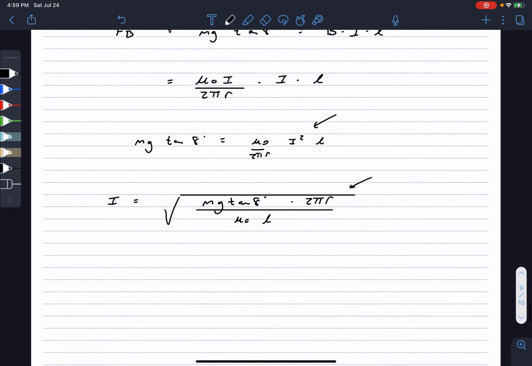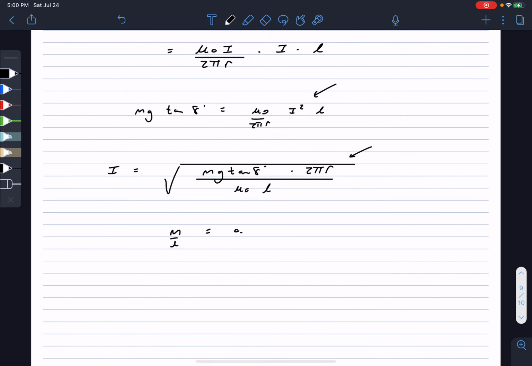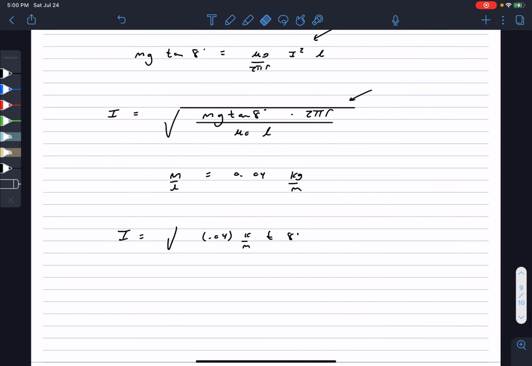So going back down here, noticing that we have M over L. We were given M over L in the beginning, and that was 0.04 kilograms per meter. That's a density that we're given. So now we can just plug that in. So I is equal to 0.04 kilograms per meter, tangent 8 degrees. Then we have 2 pi. We don't know what R is yet. 1 over mu naught. So R.